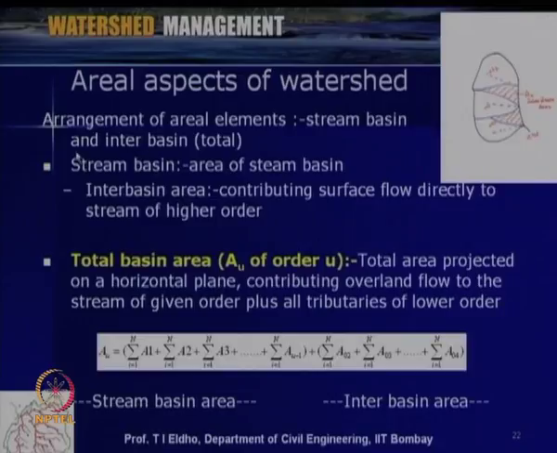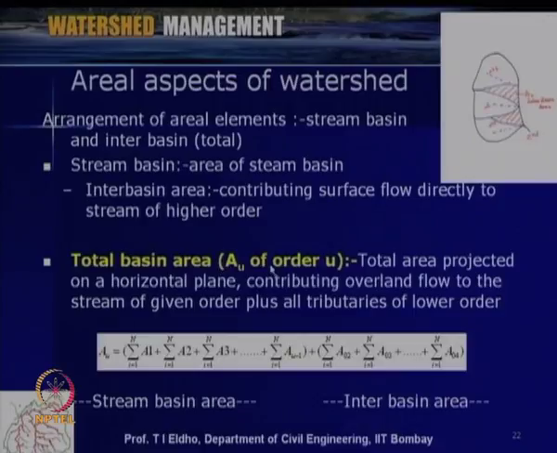Now let us look into the aerial aspects of the watershed. This indicates the arrangement of aerial elements like the stream basin and interbasin. So, this is the stream basin and this is called interbasin. Stream basin means the area of the stream basin. So, this is the stream, and then the corresponding area is the stream basin. Then the interbasin area is the area contributing surface flow directly to the stream of higher order. That is the definition of interbasin area.